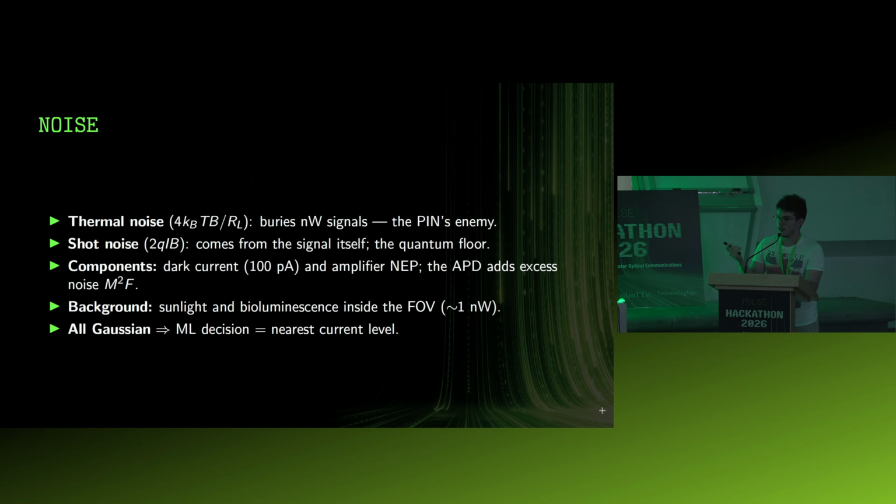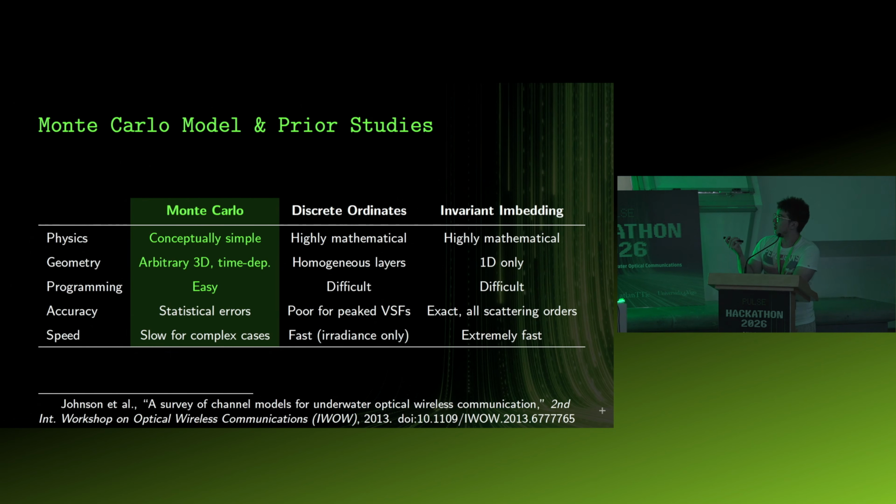Okay, so we take into account the noise, both coming from the sunlight and from our devices, from the transmitter and the receiver. We take into account the thermal noise coming from the PIN laser and the receiver, the shot noise, the background sunlight, and some random Gaussian noise that can appear.